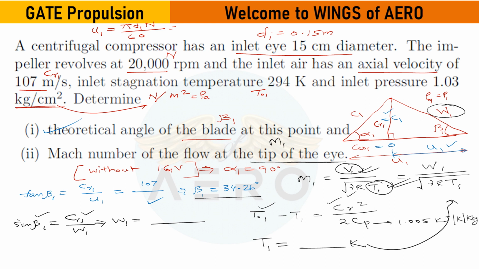Tell me the answer. What is the Mach number in 2 decimal places? 0.56. 0.547. No, again you have made the mistake. I said 2 decimal places. 0.54. Okay, 0.54, or you are getting 0.56. So that will be the answer.